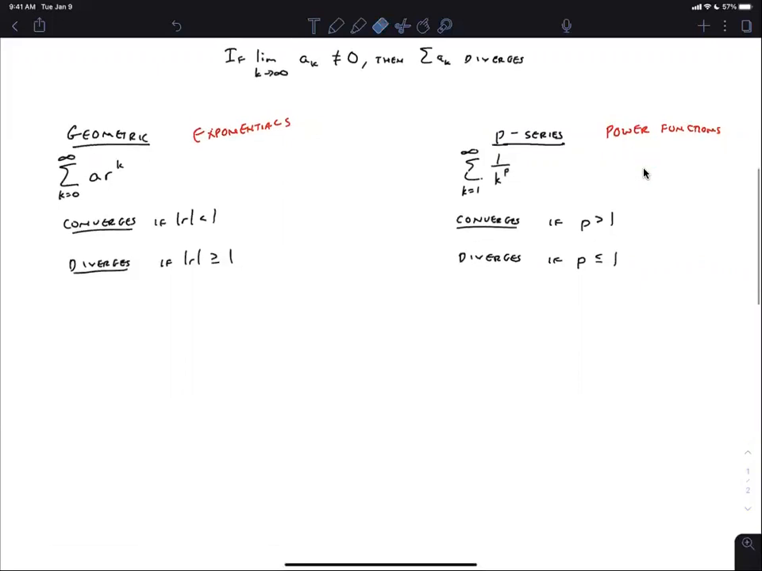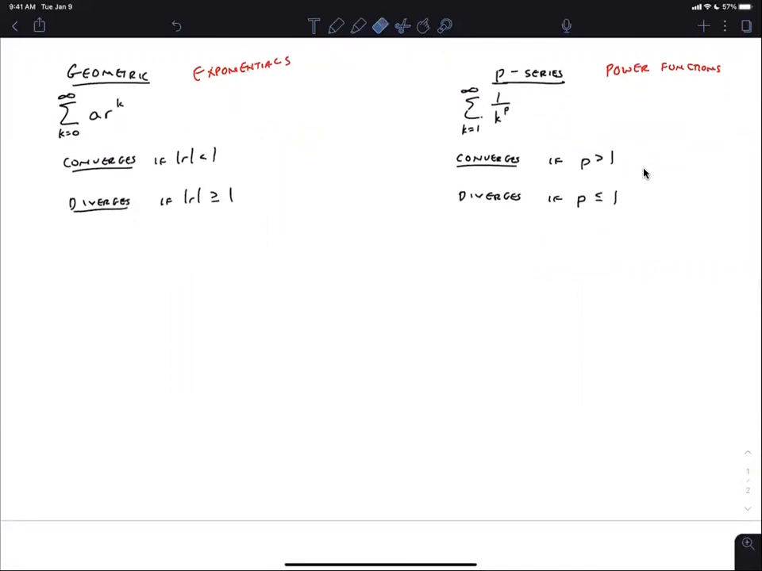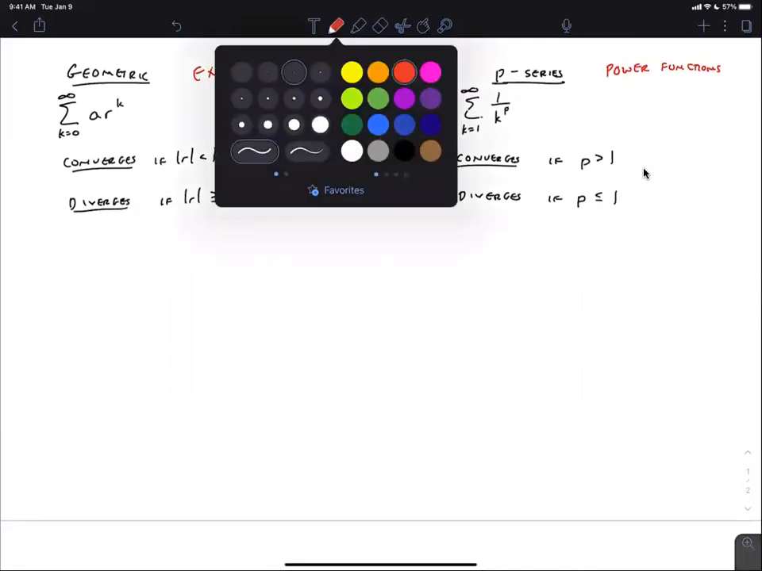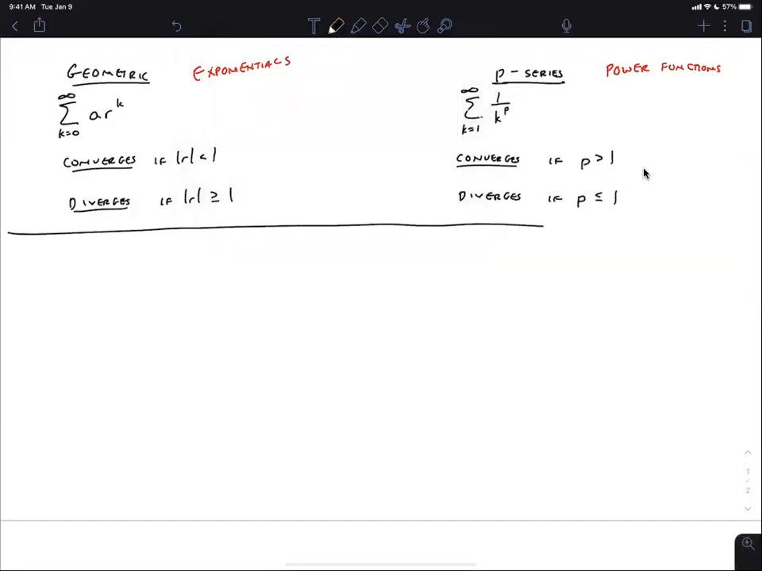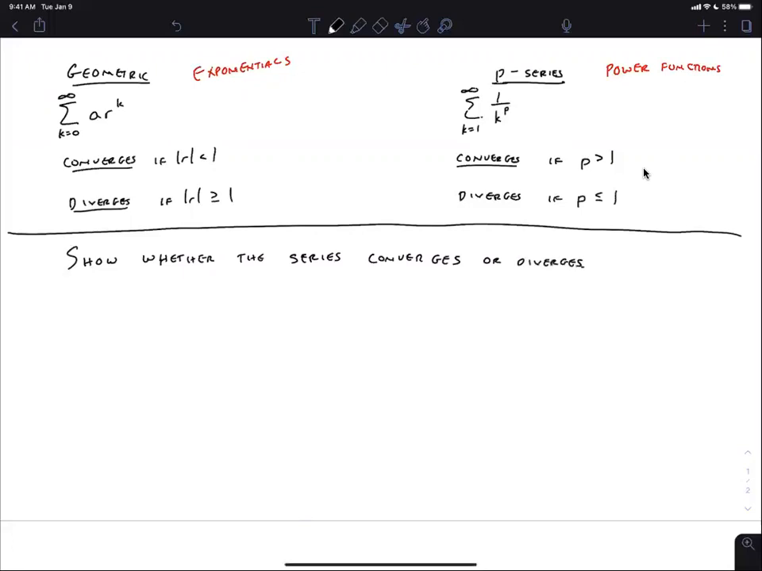So we're going to do several where I just want to kind of drill that. And so the directions for pretty much all the problems today are going to be show whether the series converges or diverges. But this time, if it converges, we're not going to bother finding its sum. Sometimes we can, but we're just going to say whether it converges or diverges.